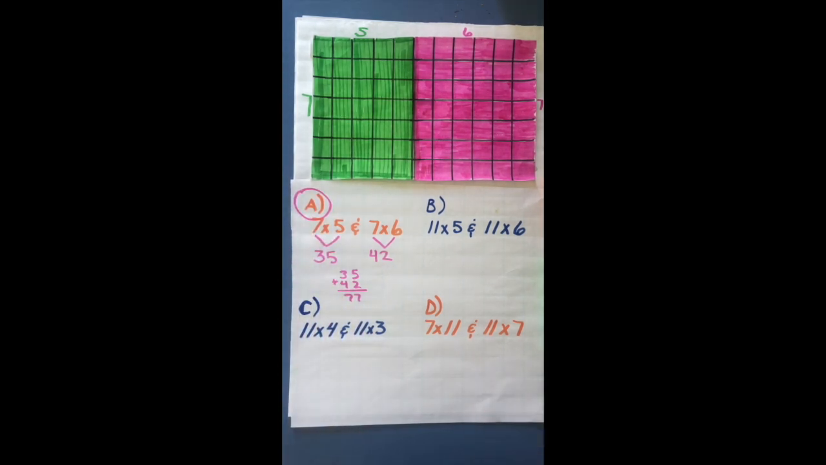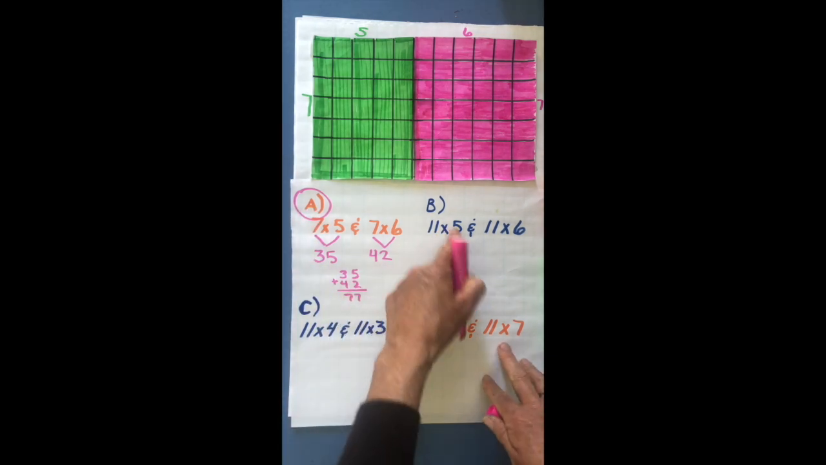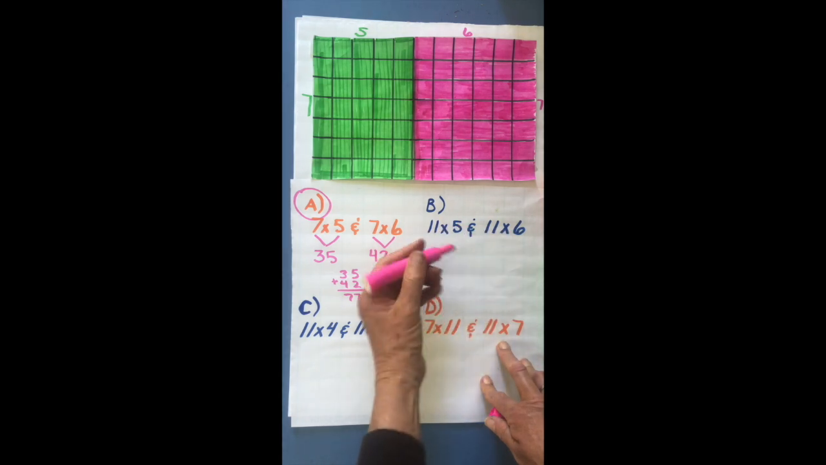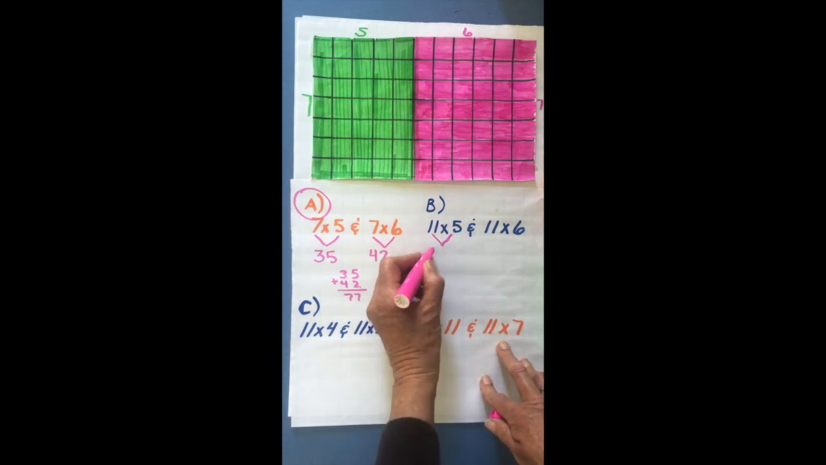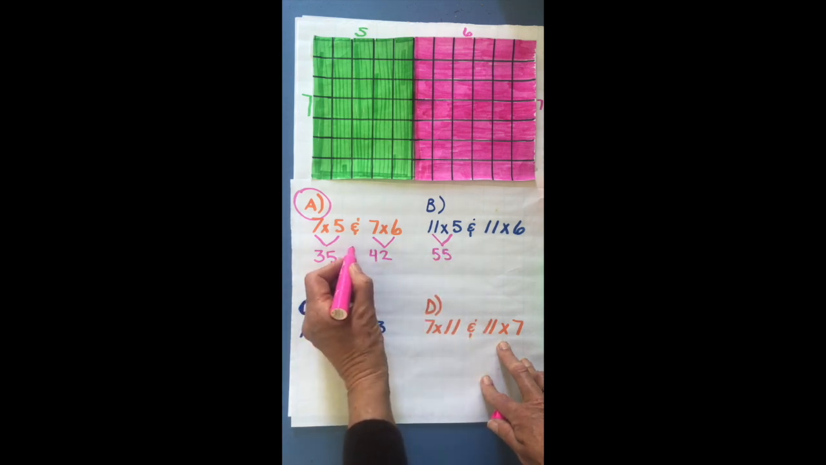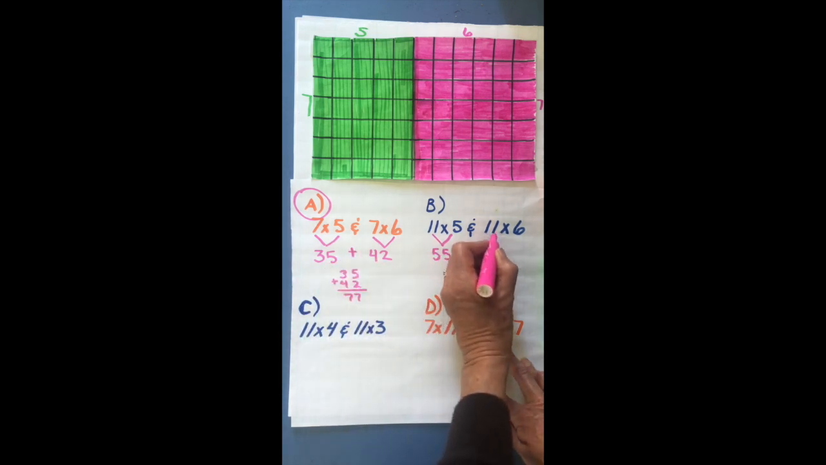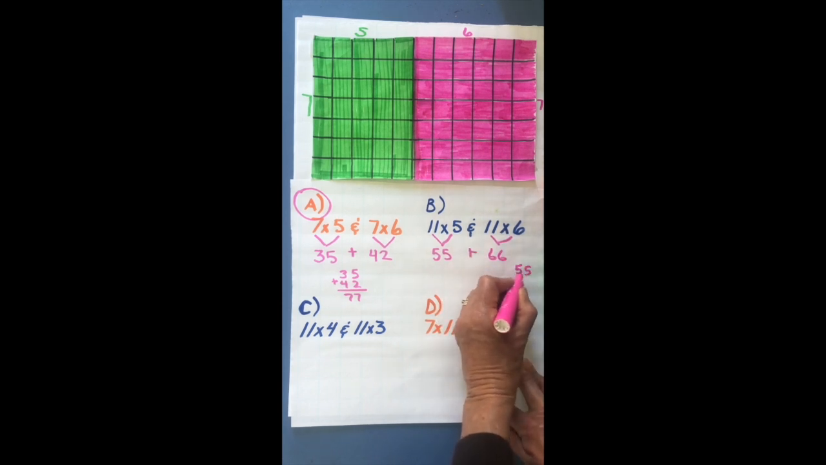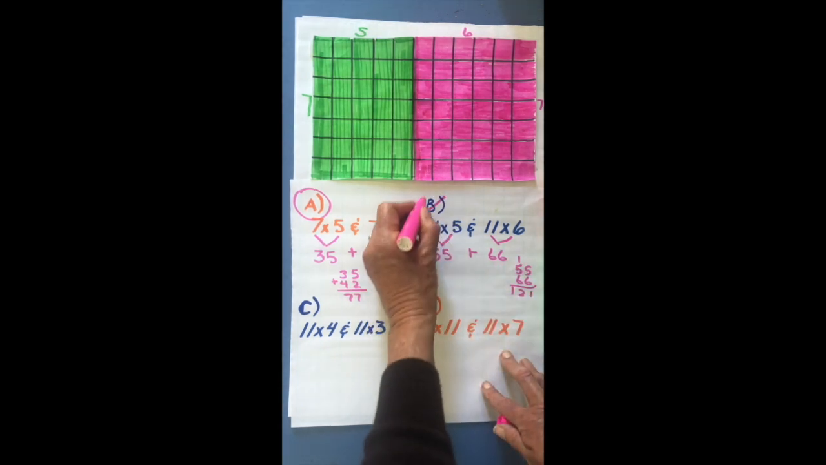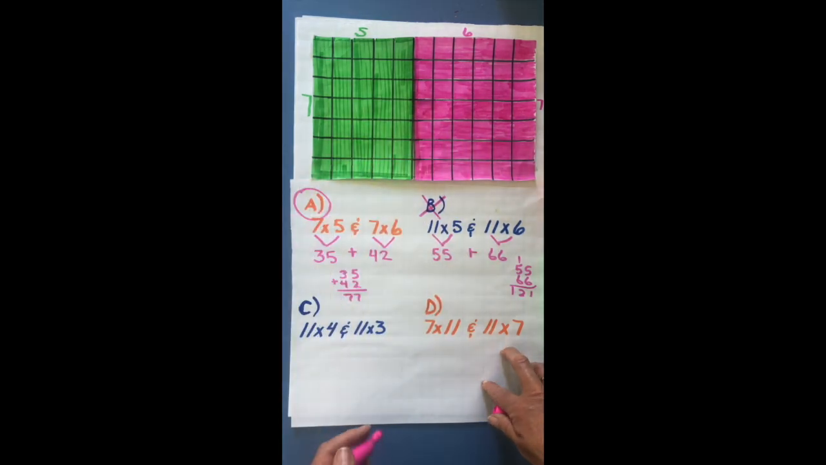Now I want to double check the rest of them just to make sure I'm choosing the correct answer. So this one, it doesn't look like 11 times 5 or 11 times 6. Let's just check. 11 times 5 is 55, and these are plus, and 11 times 6 is 66. And if I add these together, that would be 121. That is definitely wrong because I know there's 77 squares.